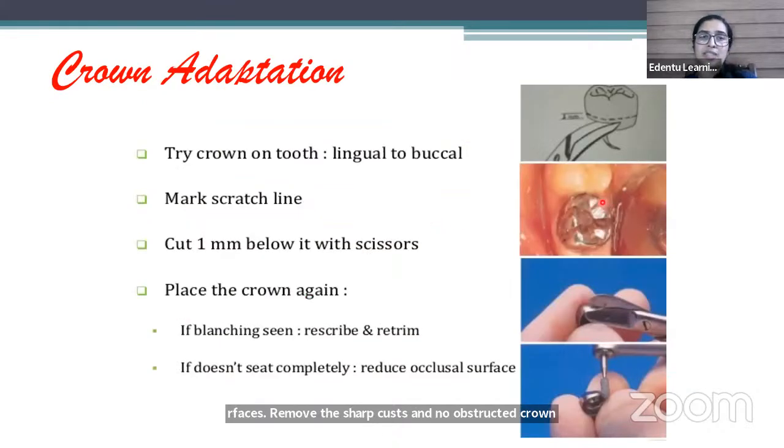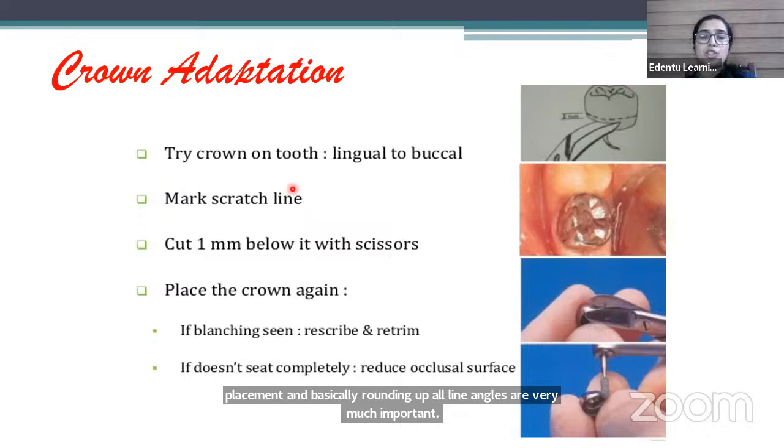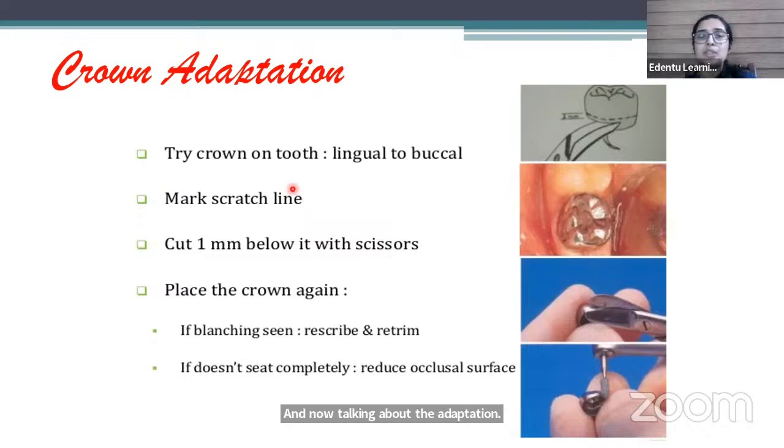And now talking about the adaptation, try the crown onto the tooth, and the direction is always lingual to buccal. Then you have to mark a scratch line and always cut 1 mm below using the scissors, as you could see here, and then place the crown again. See for the blanching and then fix onto the tooth.